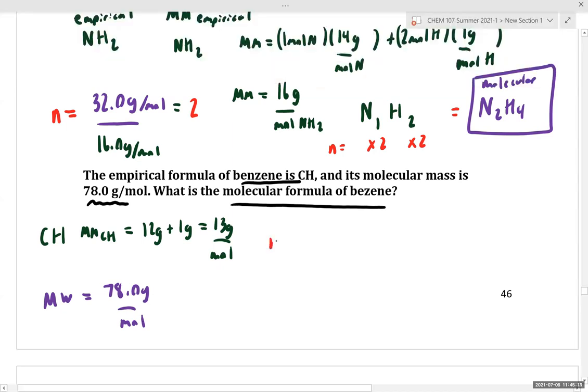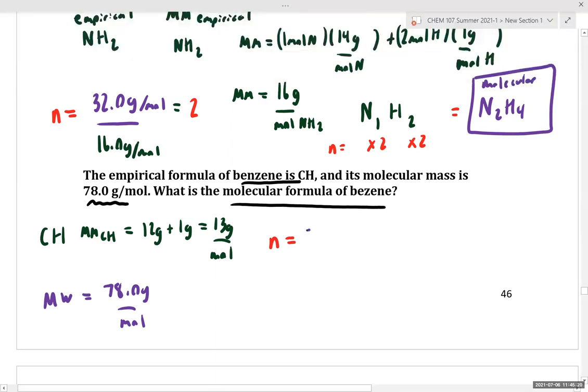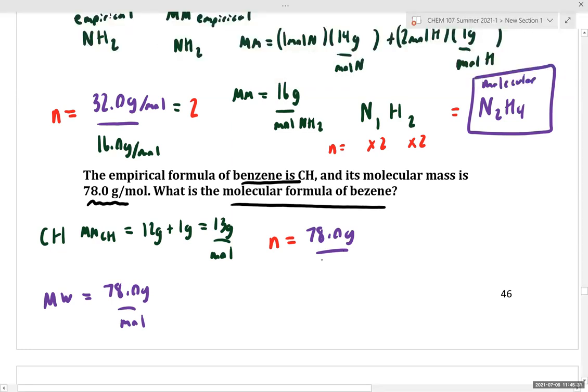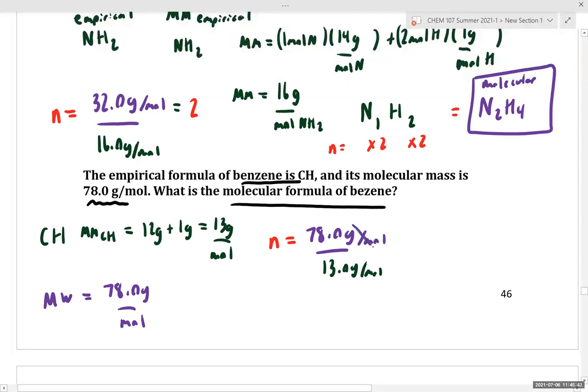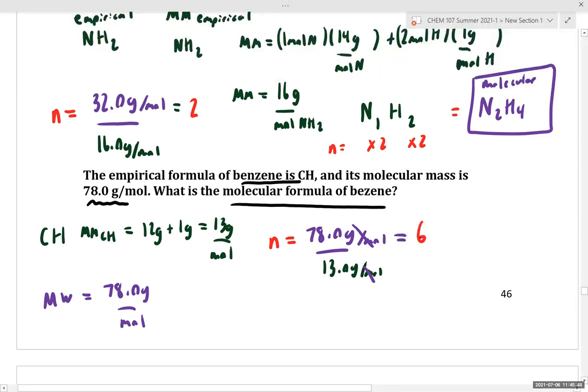Great. As we see in the chat, one student shared that they calculated our number of empirical formula units to be 6. We obtain the number of empirical formula units by taking our molecular weight and dividing by the molar mass of our empirical formula unit, which is 13 gram per mole. Units of gram per mole cancel, and we're left with a value of N of 6. So that tells us we have 6 of our empirical formula units.